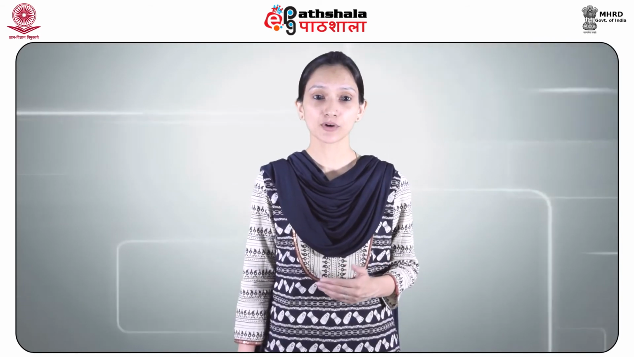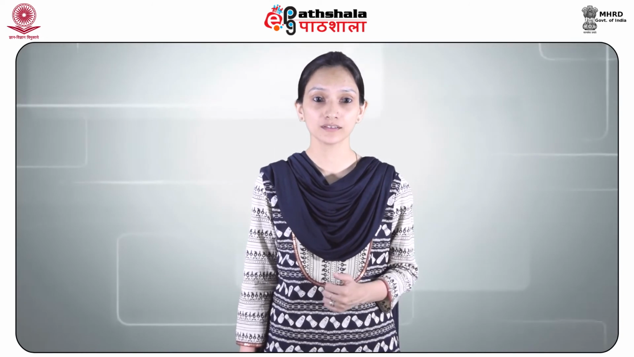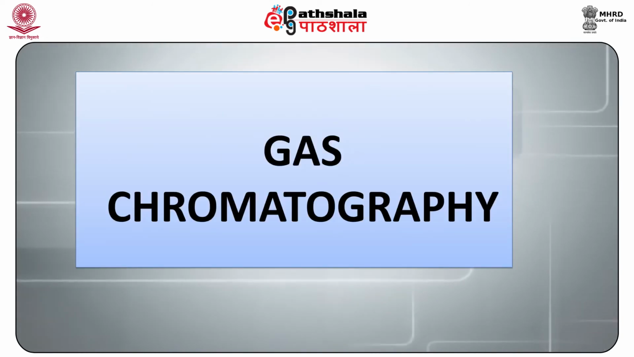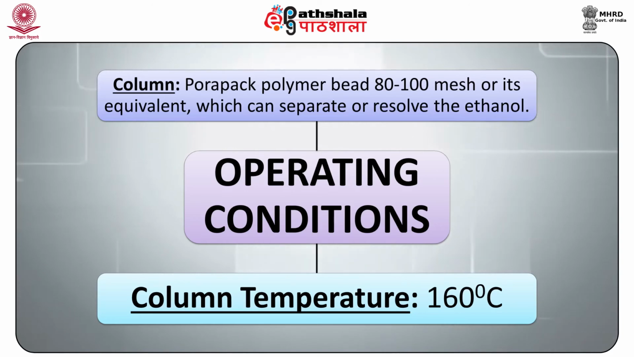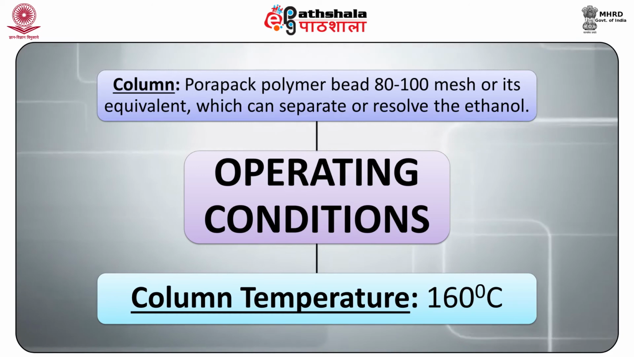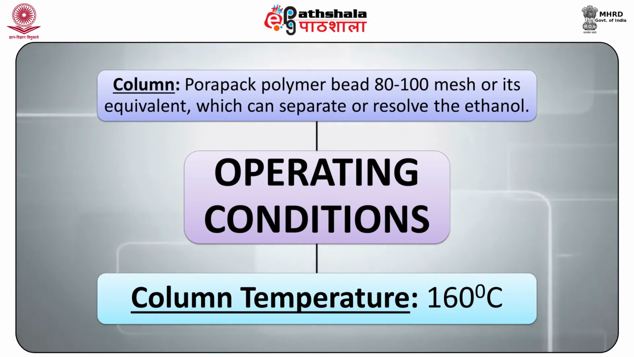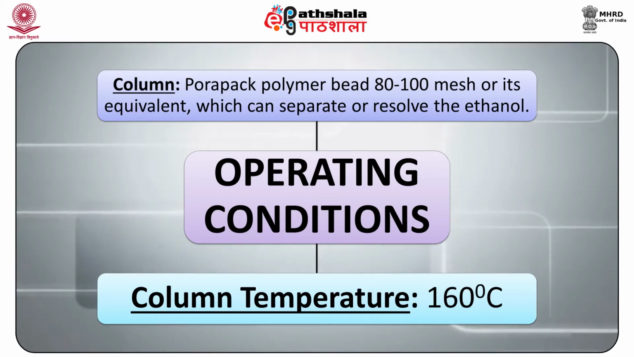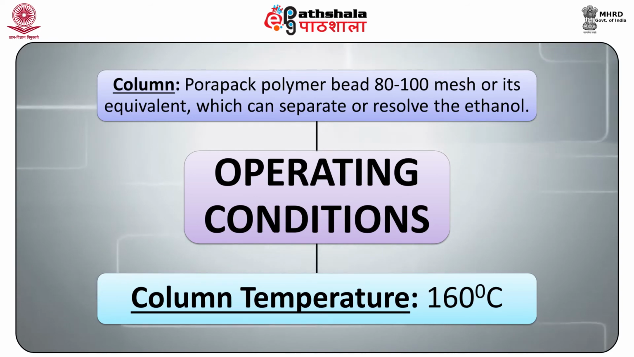Now we shall discuss the instrumental techniques for the analysis of ethyl alcohol. First is gas chromatography. Numerous methods have been described for the determination of ethanol in whole blood, serum and urine, the most popular being gas chromatography or GC. The operating conditions should be column, Porapak, polymer bead, 80 to 100 mesh or its equivalent, which can separate or resolve the ethanol.